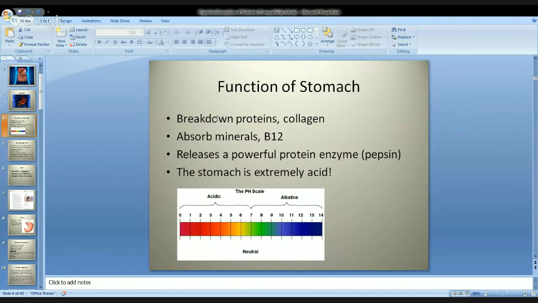So if you don't have electrolytes, you could feel dizzy. You can have salt cravings. You can have cramps in your muscles. And also, well, let me just hold off. I don't want to jump into that. But now check this out.